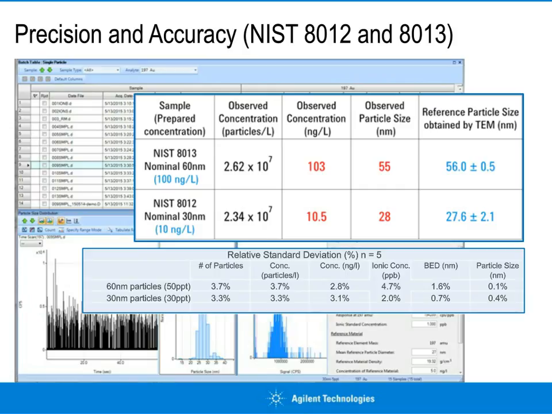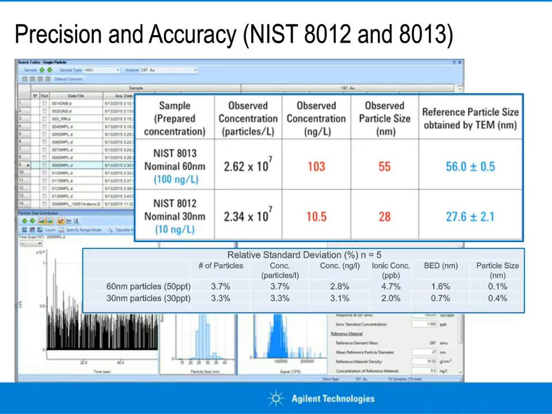If you look at the red in the middle of the upper table, you can see that the calculated observed concentration came out to be 103 nanograms compared to the 100 that was prepared. So the recovery is quite good. And the observed concentration for the NIST 8012 came out to be 10.5 compared to the 10 that was prepared. So again, the accuracy is very good.